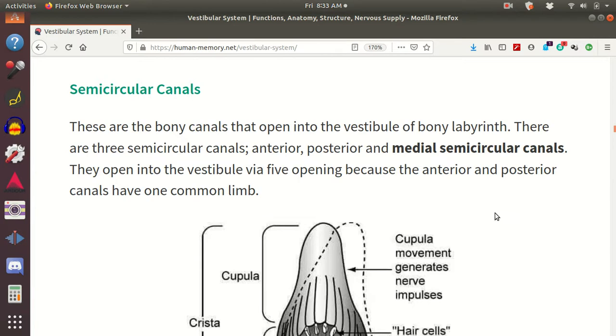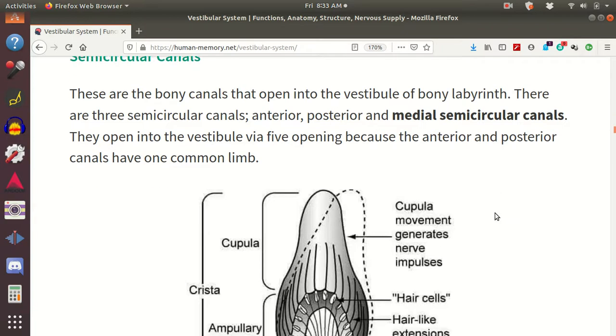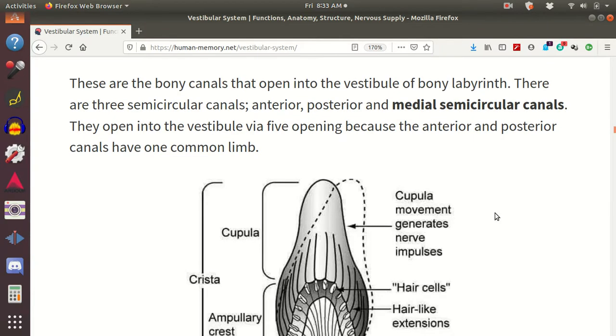Semicircular canals. These are the bony canals that open into the vestibule of the bony labyrinth. There are 3 semicircular canals: anterior, posterior, and lateral semicircular canals. They open into the vestibule via 5 openings because the anterior and posterior canals have one common limb.